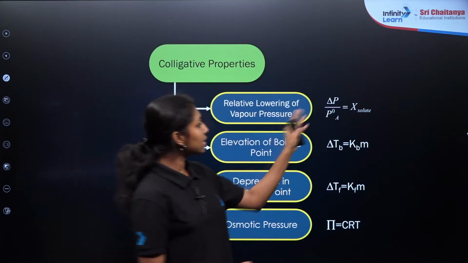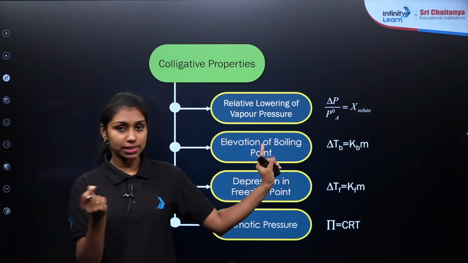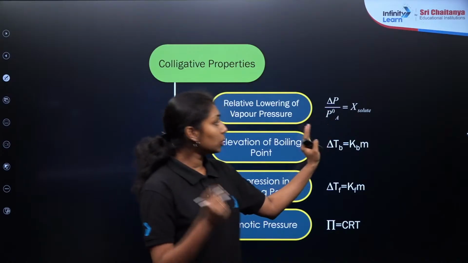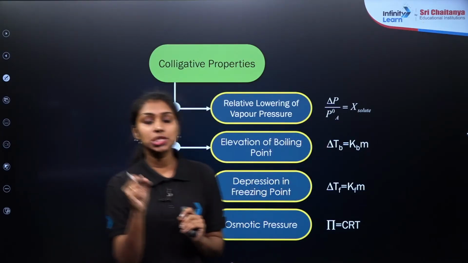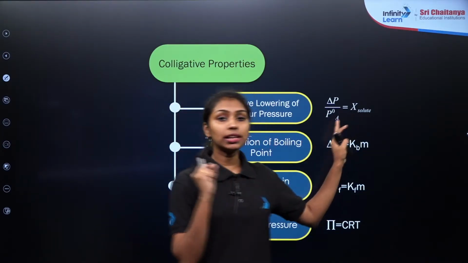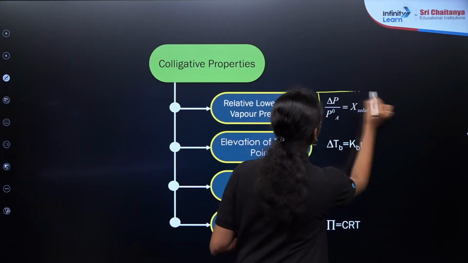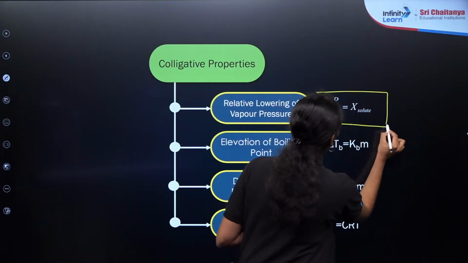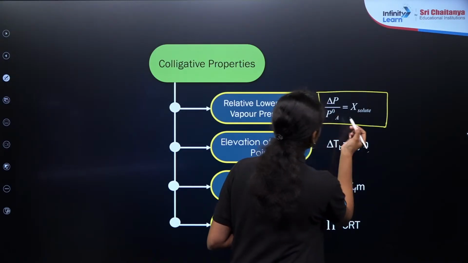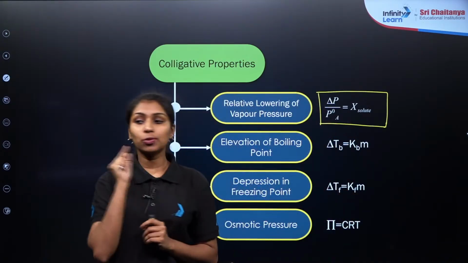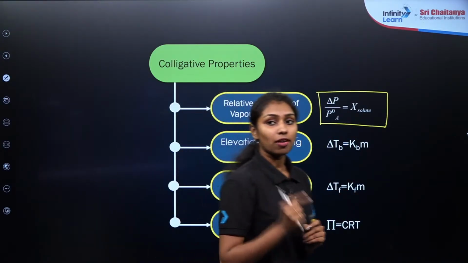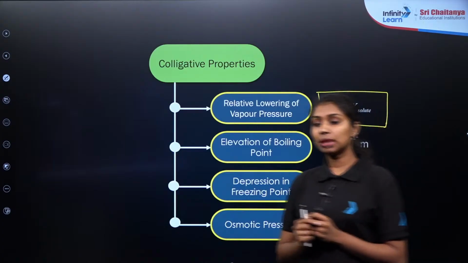It is given as delta P divided by P0, where P0 is the vapor pressure of the pure solvent, right? That will be equal to the mole fraction of the non-volatile solute. So this will be the equation to calculate the concentration of the solute by using the first colligative property, that is relative lowering of vapor pressure. Then what about the next one?